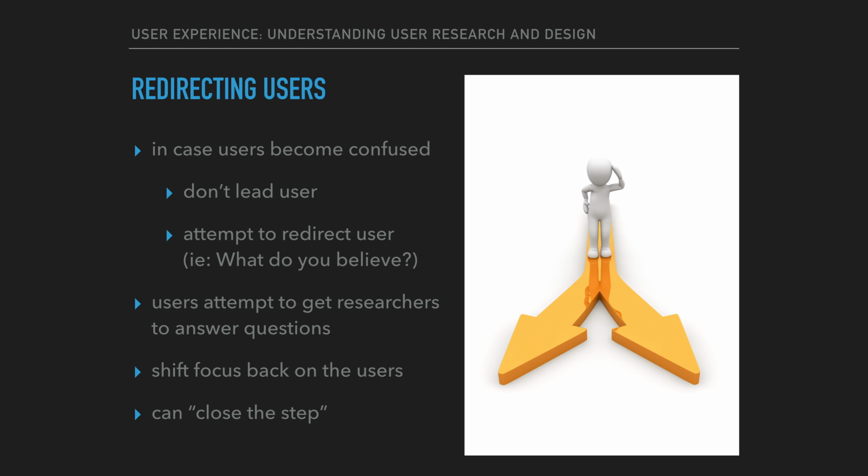Redirection comments are important because users attempt to get the researcher to answer the questions. Using redirection comments 2 or 3 times will shift the focus back on the users and steer the conversation towards having the users make the important decisions. Attempt to use different redirection comments so as to not make it obvious that you are redirecting the conversation. If the user still has difficulty, after redirecting to them 2 or 3 times, the researcher may have no choice but to close the step.